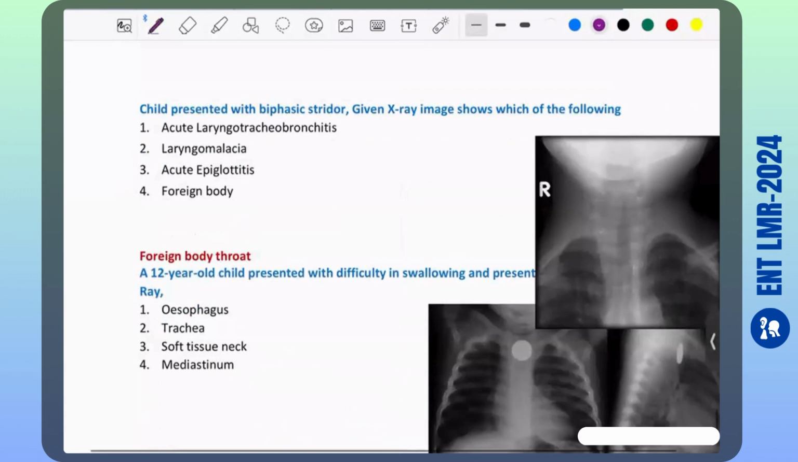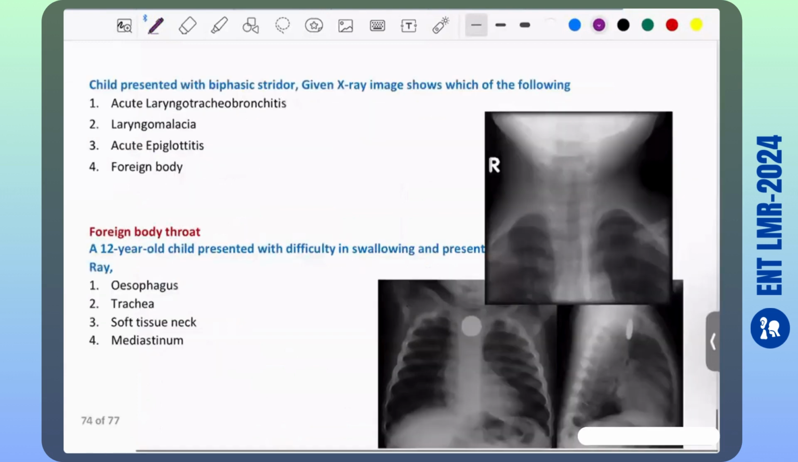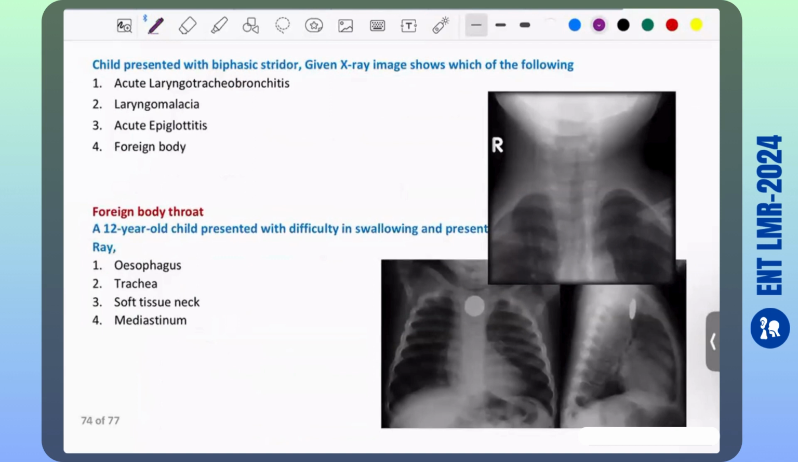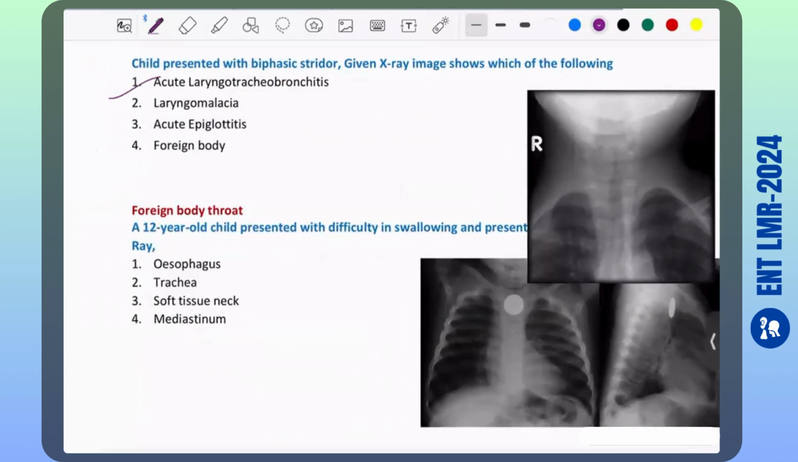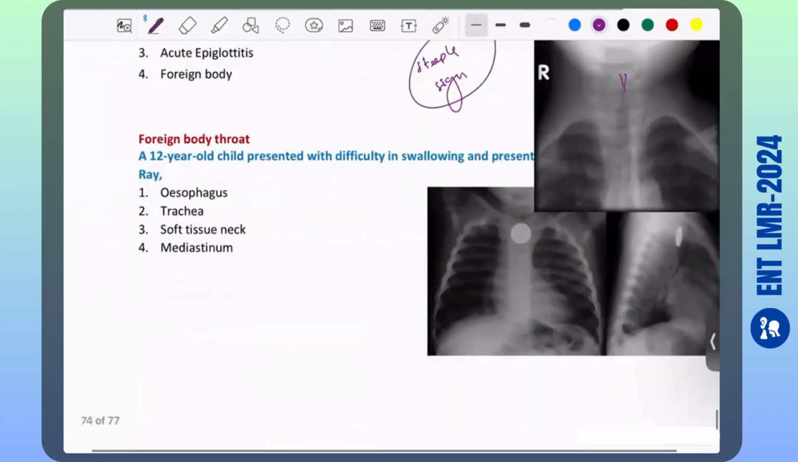This question they may ask: biphasic stridor. Given X-ray image. This is the X-ray image they have given. Okay. This is acute laryngotracheobronchitis, steeple sign, or church top sign. So foreign body throat, very important. The foreign body throat, if it is seen over here, it means that it got stuck. If in case of trachea or mediastinum, it will not get stuck. Okay. It is stuck only at esophagus or cricopharynx. If such question is asked, you should write up this answer only.